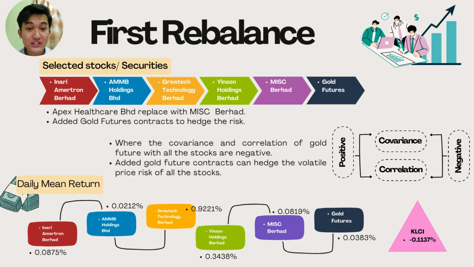Why we selected this combination of portfolio is explained by the covariance and correlations, where the covariance and correlations of Gold Future with all the stocks are negative. Hence, the Gold Future contract can effectively hedge the price volatility risk of all stocks, as the price of Gold Future is inversely related to the price of the stocks. Next, we also saw the daily mean return, where the KLCI index has shown a negative return. However, all our selected stocks and the Gold Future contract in the first rebalance portfolio have shown a positive daily mean return.